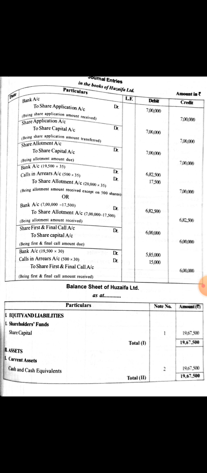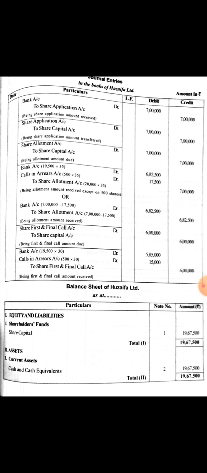Amount receivable on allotment is rupees 7 lakh. Amount not received is 17,500. So amount received on allotment money is 6,82,500. Bank account debit, calls in arrear account debit to share allotment. Next entry, when first call is due, share first and final call account debit to share capital.